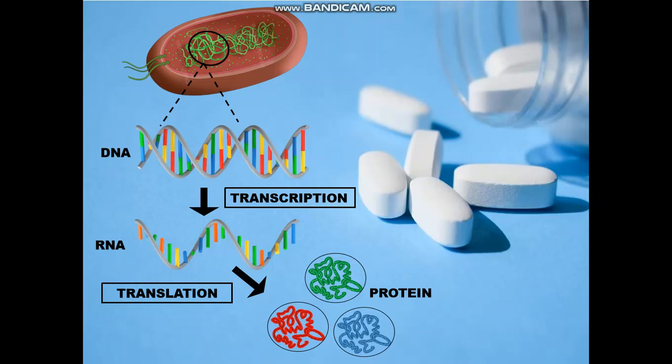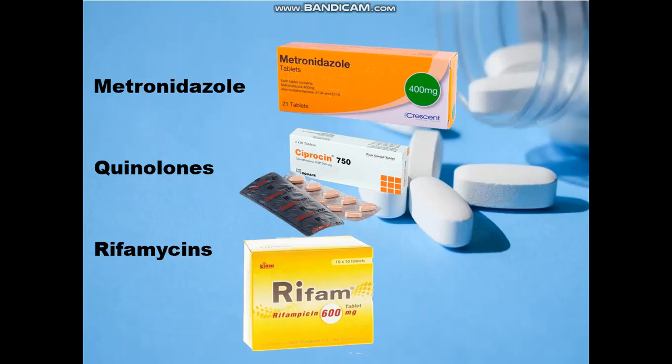But wouldn't that be toxic to our own body cells? Well, luckily for us, the bacterial enzymes that carry out synthesis of DNA and RNA happen to be different from ours, thus allowing development of selective antibiotics. The antimicrobial agents that primarily target nucleic acid synthesis include metronidazole, quinolones, rifamycins, and others. But we will just focus on giving an illustration of metronidazole.